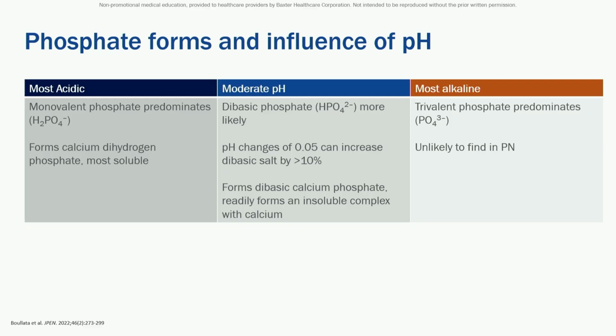At moderate pHs, you get dibasic phosphate, and that's where you start to see things starting to precipitate out into your lines. And in your most alkaline environments, you can see trivalent phosphate. This is a lot less likely to see in a PN situation where you're dealing with fairly acidic components. But if you were to Y-site something in accidentally that has a very low or a very high pH, something like epoprostenol, that diluent is pH of 12. So if you accidentally run that in with your line, you could see a trivalent phosphate predominant.